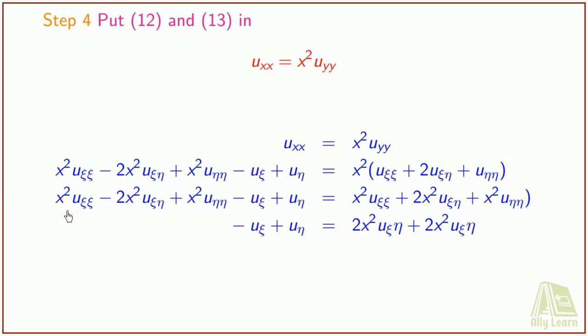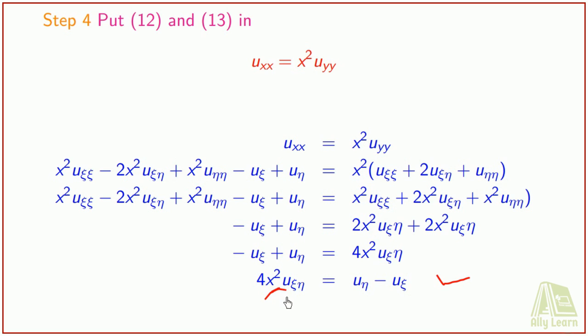What I got is that I cancelled this and this, and this one, okay? This and this I have over here, and these two terms are right over here. Now I just add up these two terms, I get this one. Now just interchanging LHS and RHS, I get this one. And now over here I have x square. All other terms have xi and eta, but only over here I have x square.